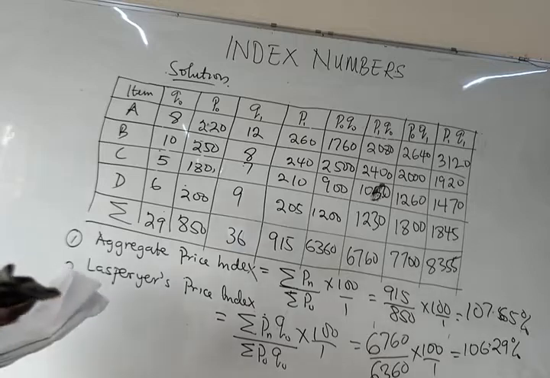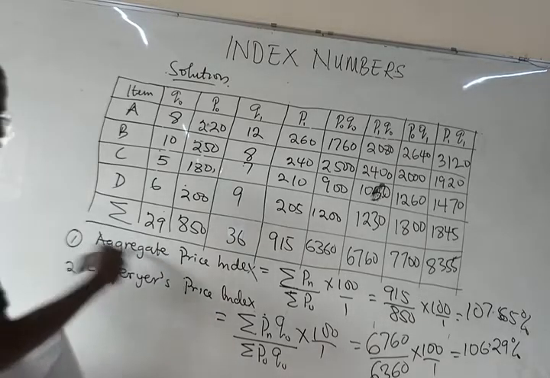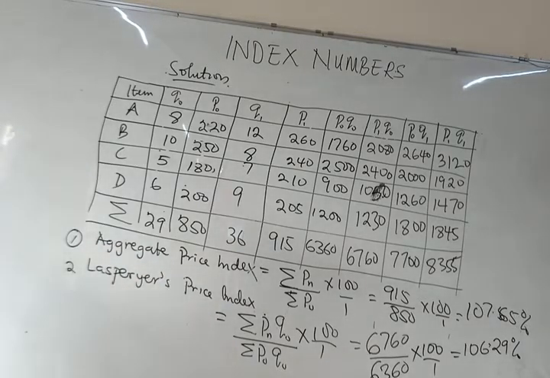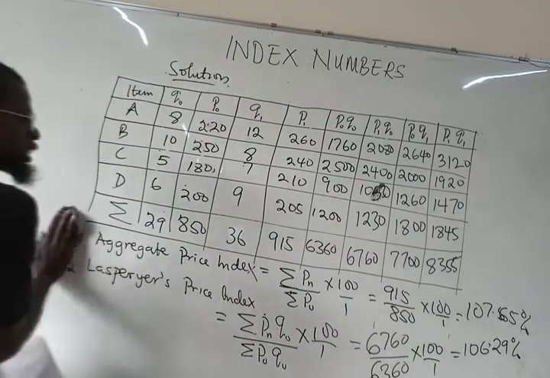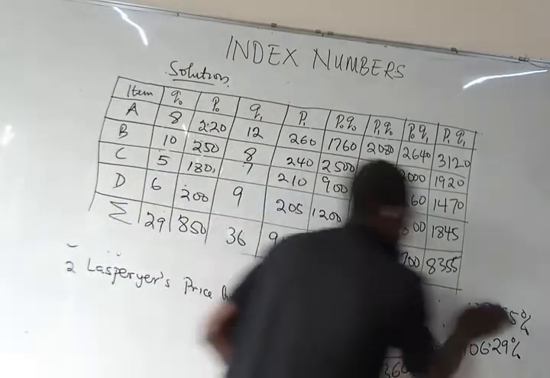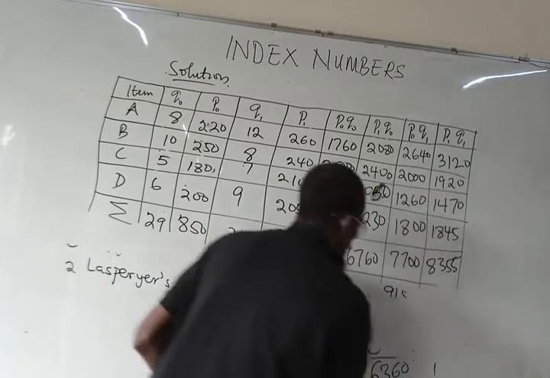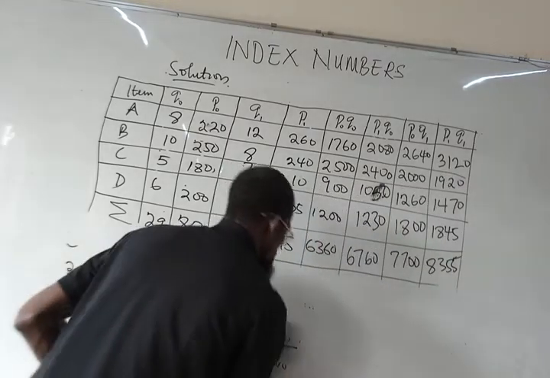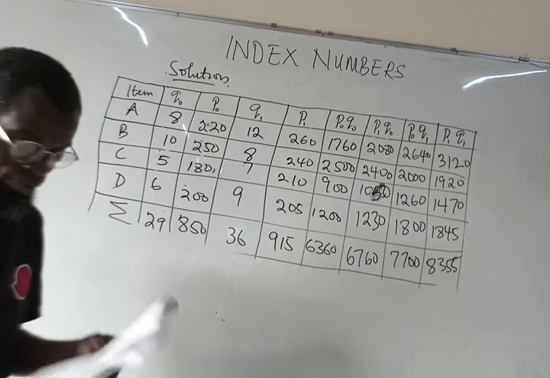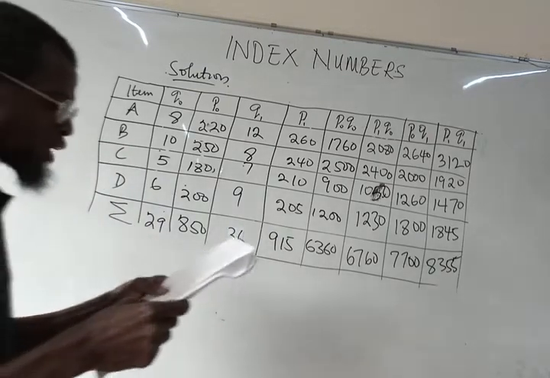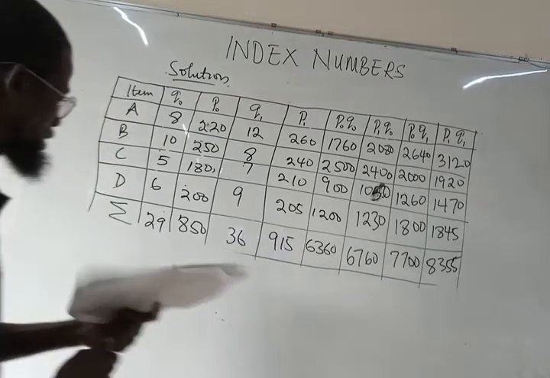So, we have seen that of the aggregate price index. We've seen that of Laspeyres. Because of our space, let me quickly rub this off to see the others. So the other one is Paasche's method.